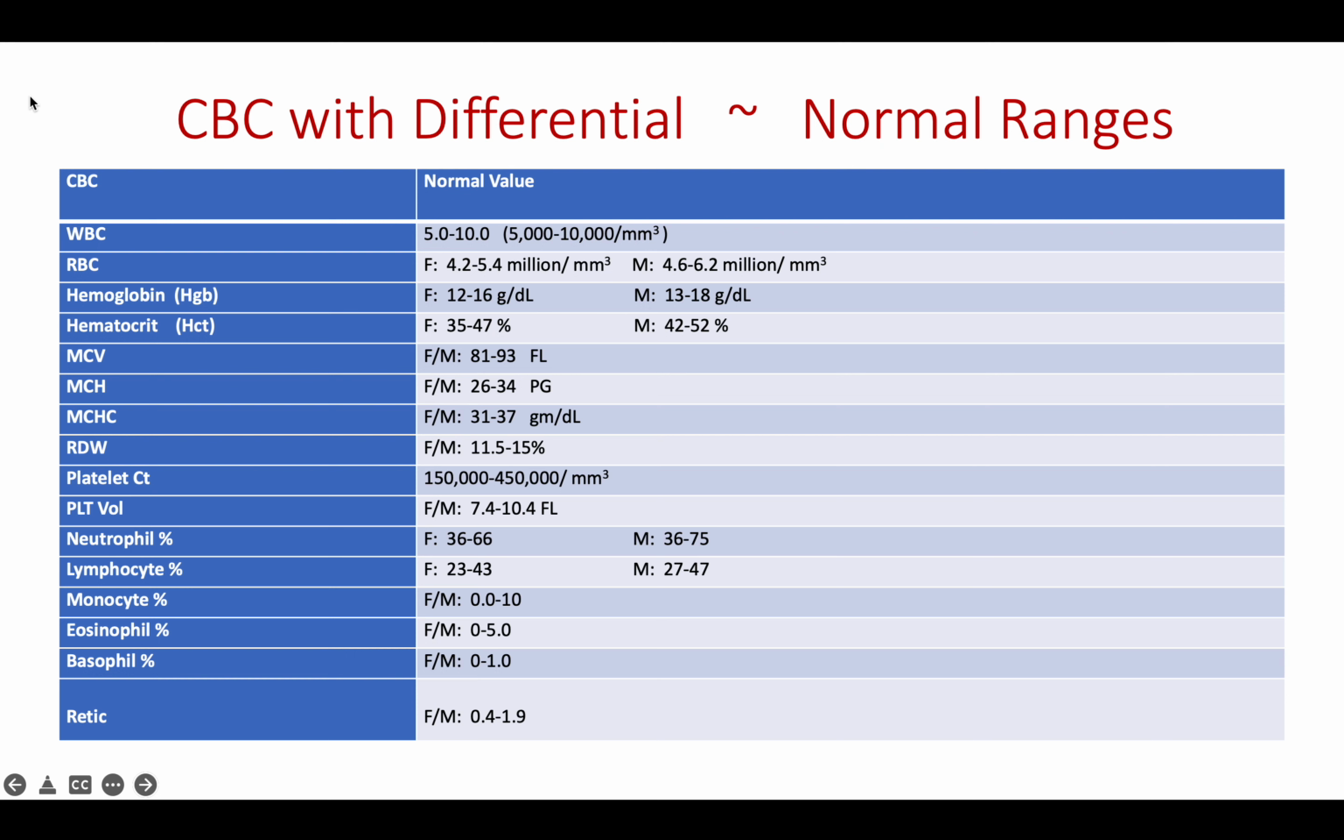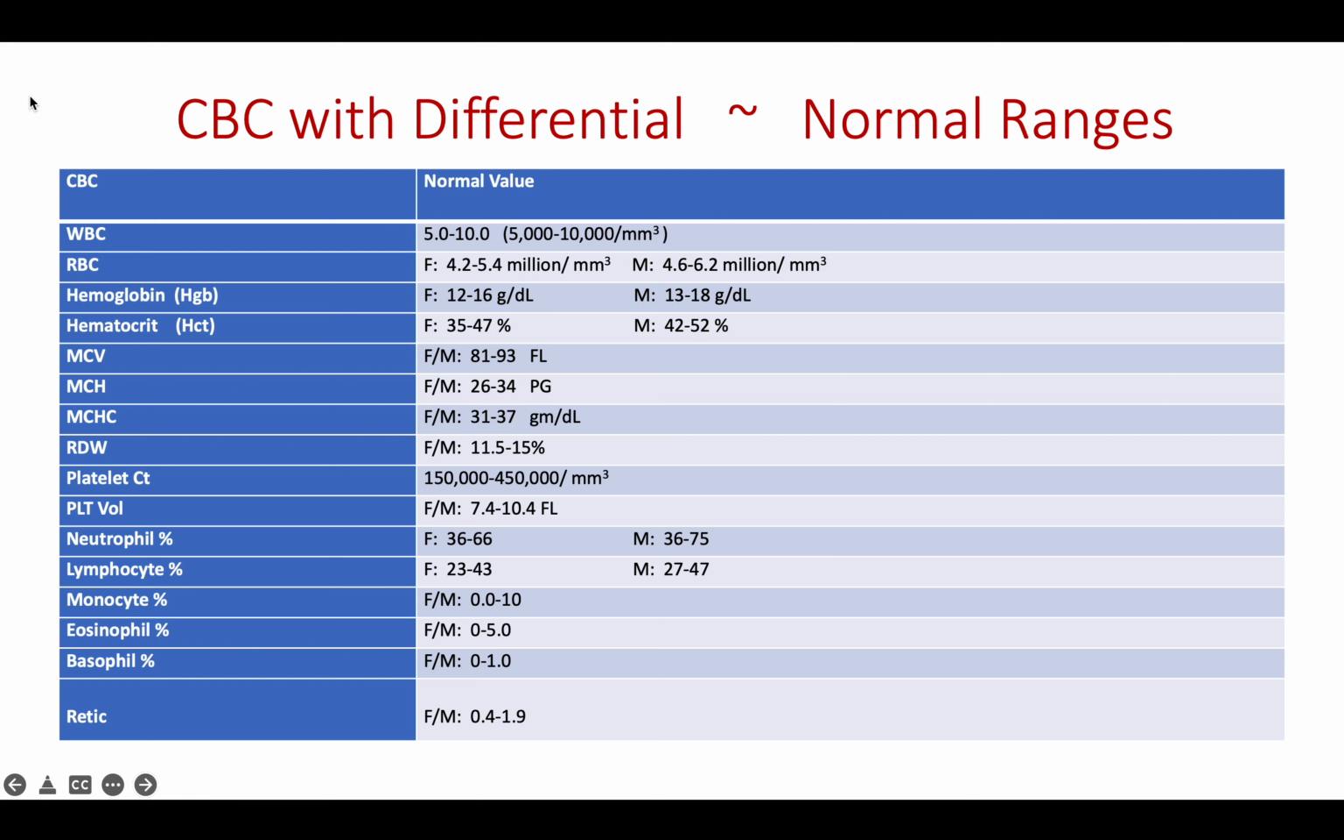So just to summarize again, with the CBC, we're interested in the white cell count, the red cell count, the platelets. Okay, that's what we look at first. Are they within normal limits? If they're not, then we can start looking at the differentials and figure out why.